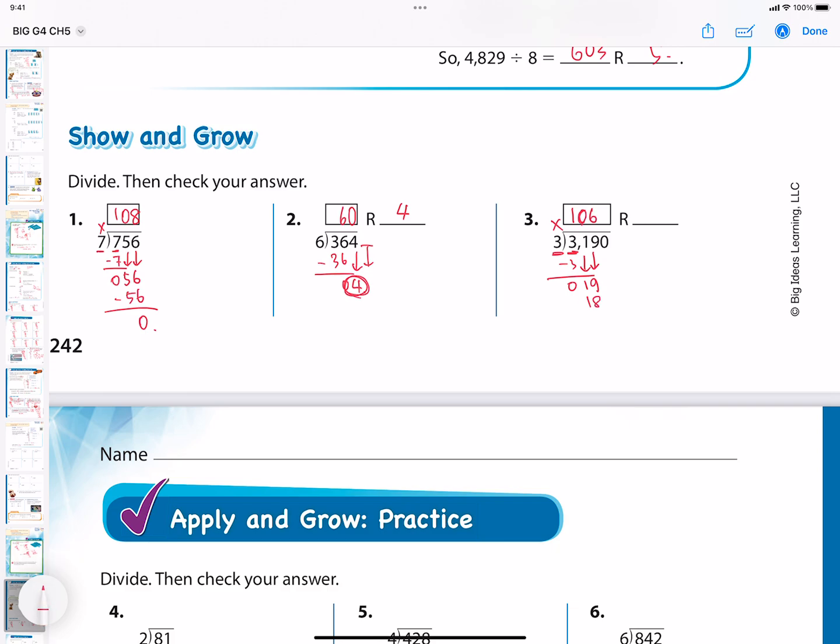6 times 3 is what? 18. Take away. Okay, 1. And bring this down. 0, 10. So 3 times 3 is what? 9. Take away 1. So you can share 1063 cookies, I mean, each friend will get 1063 cookies and one cookie left behind, which is Mr. Lee's now. All right, let's move on.